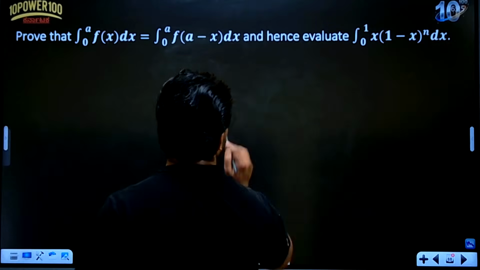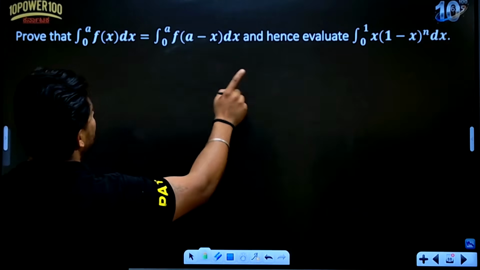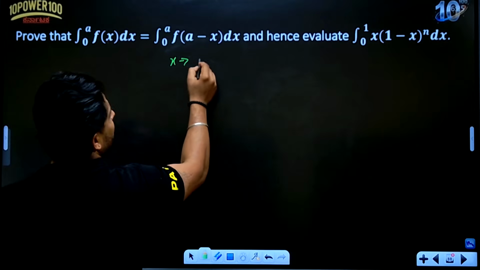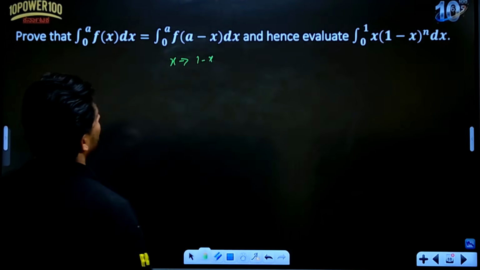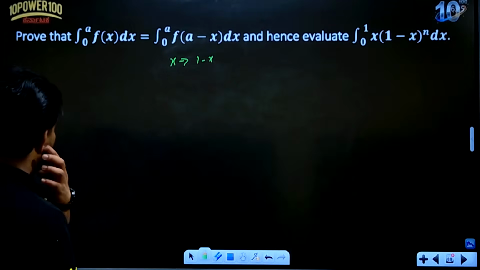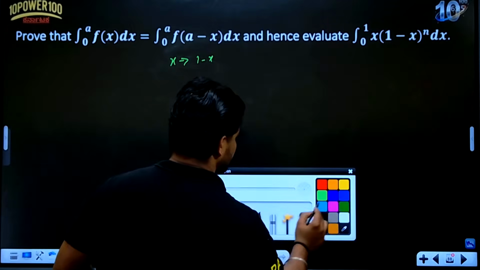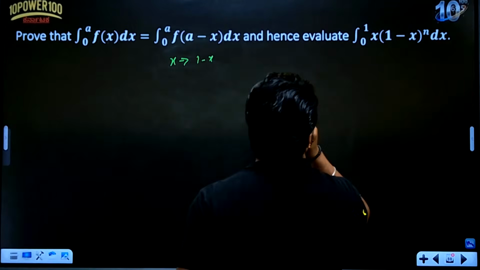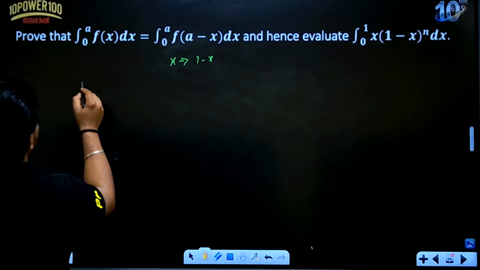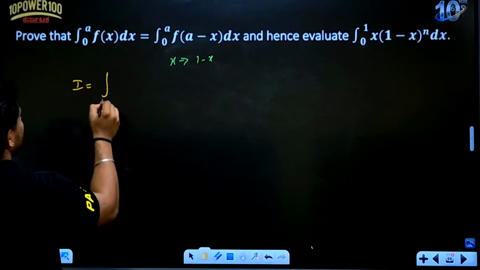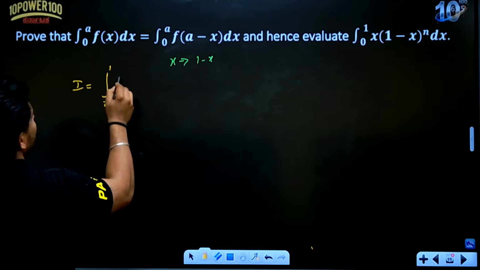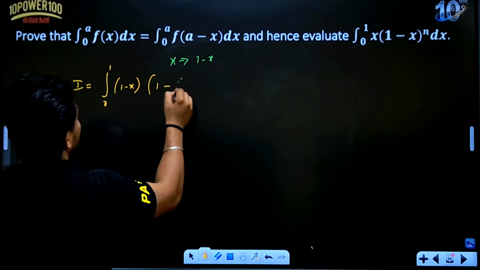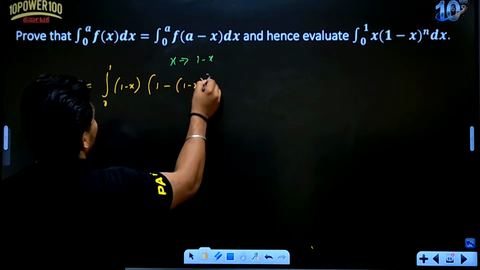So this question is also from last year's paper, right? Okay, so now x you have to replace by what? 1 minus x, correct? x you have to replace by 1 minus x. So now let's replace. So now this is actually I. So I is equal to the integral from 0 to 1 of x, which we can replace as (1 - x), times (1 - (1 - x)) whole to the power n.